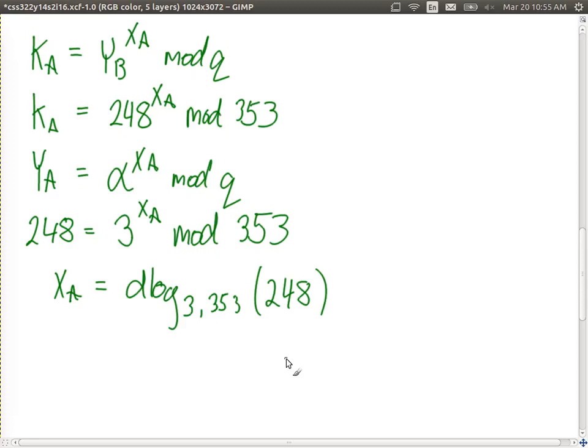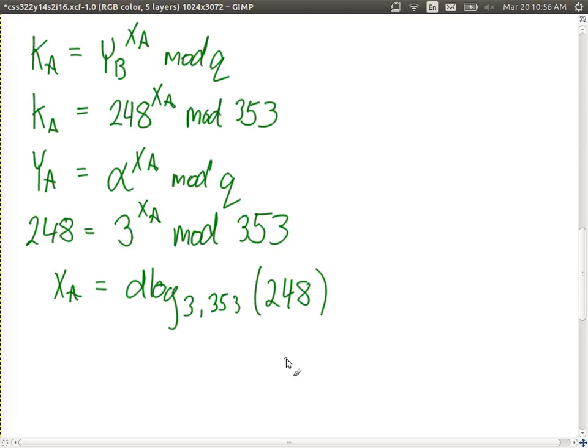So therefore, although with these small numbers we could find the answer Xa, it'd be easy, you could do it with your lookup table. If these are large numbers, then the attacker will not be able to find Xa, and since they cannot find Xa, they cannot calculate Ka. So the strength of Diffie Hellman depends upon the fact that solving discrete logarithms is computationally hard.